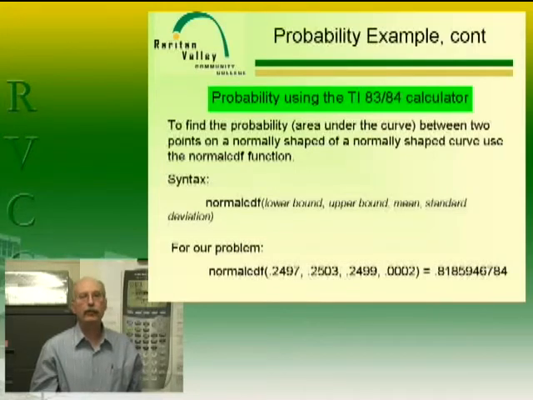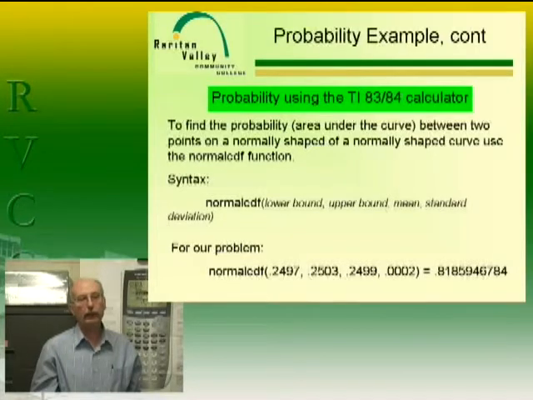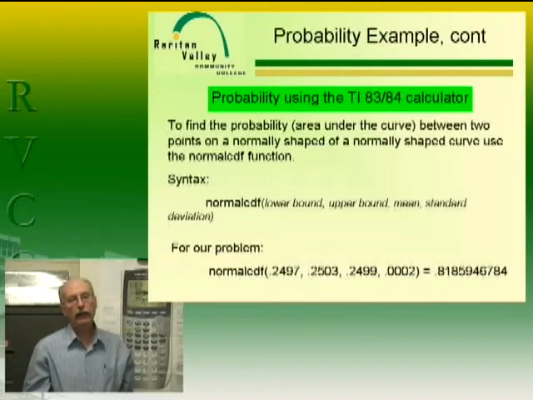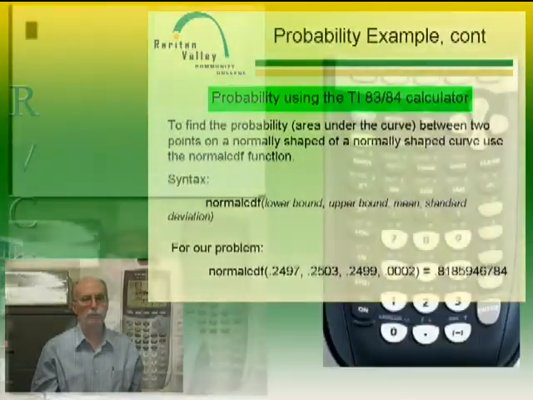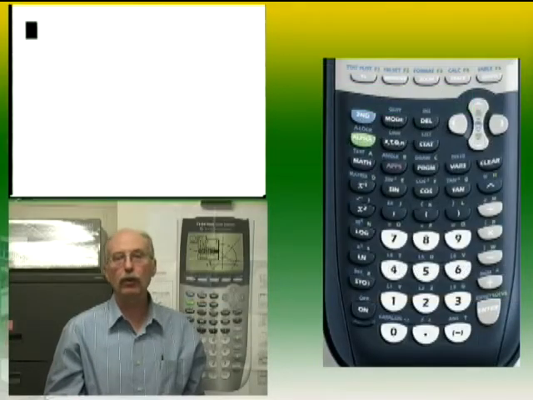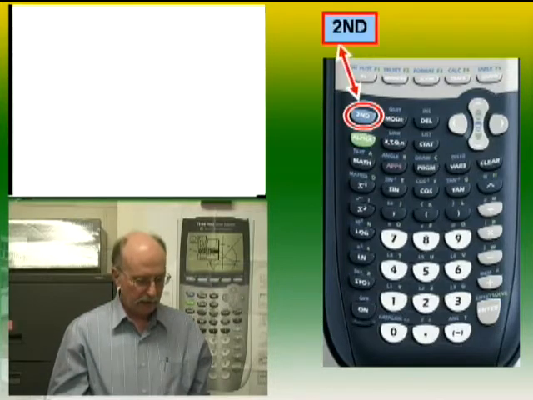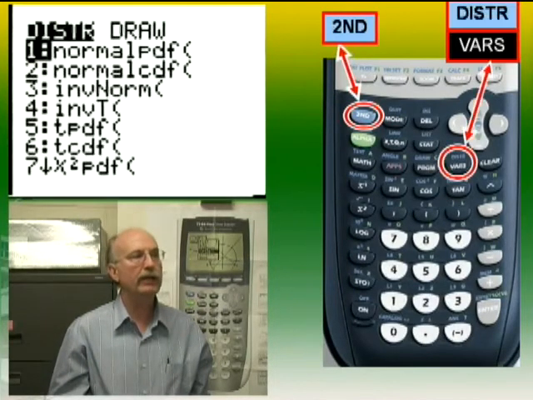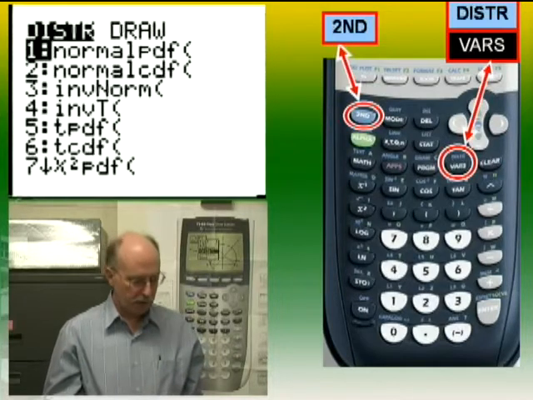Now there's a syntax or structure for the Normal Cdf Function. After it, we need to put in our lower bound, followed by our upper bound, followed by our mean, and then our standard deviation. Let's try it for our specific problem. First, we have to get to Normal Cdf. We hit second, and on the vars key is DISTR, and you can see that the second function down is Normal Cdf.